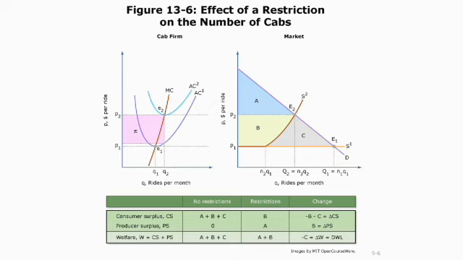They start to be able to charge more for their rides because now you don't have extra cab companies entering and competing those profits away. They start to be able to charge more for their rides. And you see that upward sloping supply curve meets the demand curve at N2Q2.